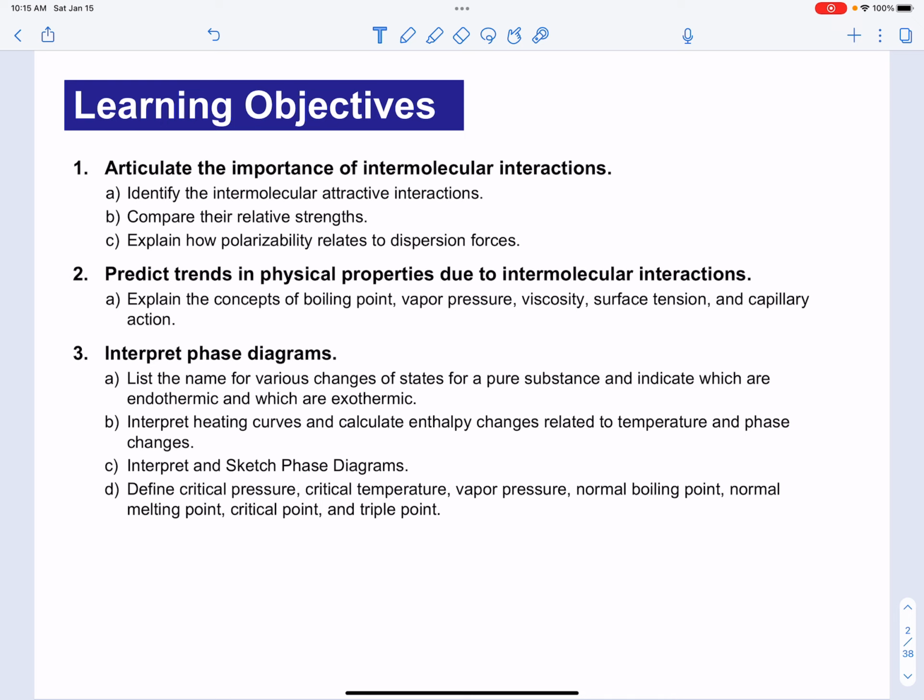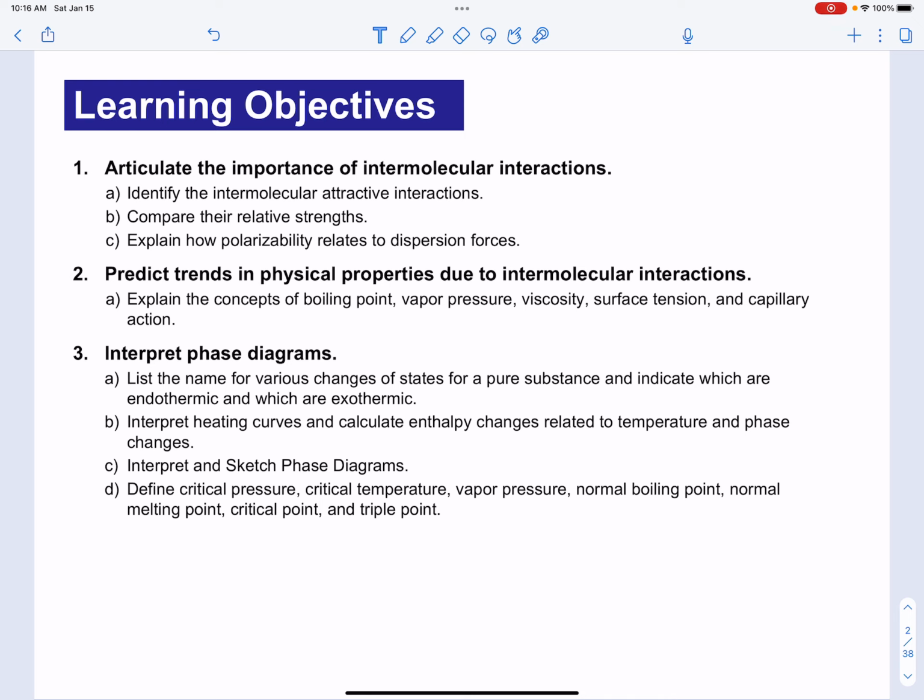And then we're going to move to the last part of this chapter, which is going to be interpreting phase diagrams, where we're going to find the various changes of state of a pure substance, basically gas to liquid, liquid to gas, solid to gas, gas to solid, and all that. We're going to learn how to determine if those changes, for example, solid to liquid, is an endothermic or an exothermic process in terms of absorbing or releasing energy.